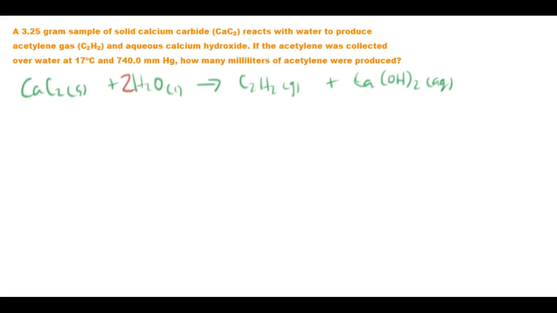So let's make that in cadmium orange. So we have the number of moles of our calcium carbide, CaC2, is 3.25 grams divided by the molar mass of calcium carbide, which is about 64.1 grams per mole. That leaves us with the number of moles of calcium carbide is 5.07 by 10 to the negative 2 moles.